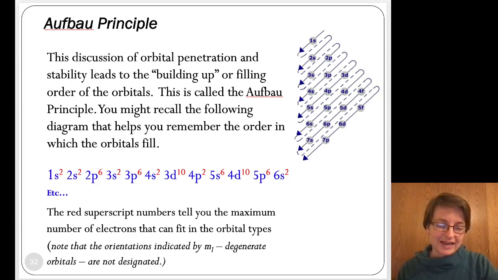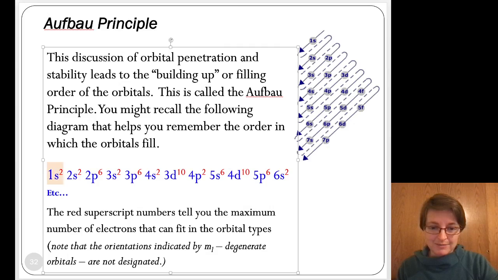Sometimes you'll see these little diagrams online that help you remember the energy filling, and which orbitals fill in which order of energy. You may also find it easiest to use your periodic table to do that. But remember, this red subscript tells us the maximum number of electrons that can fit into an orbital of a particular type, and this maximum number is determined by our m sub L value.